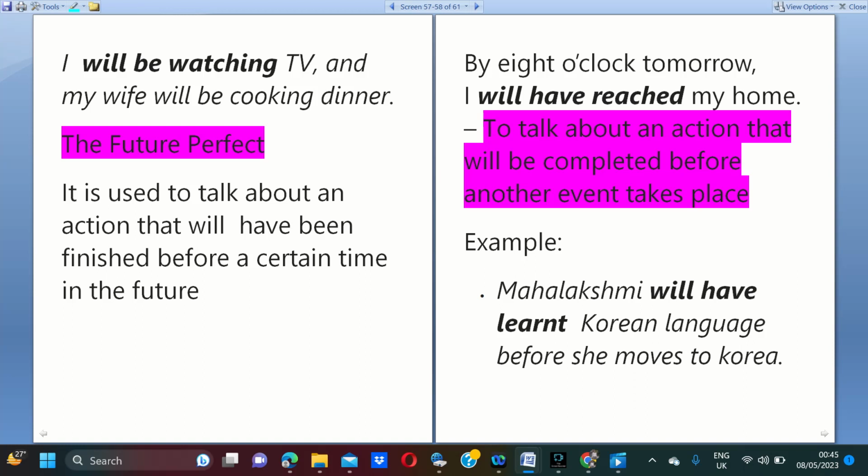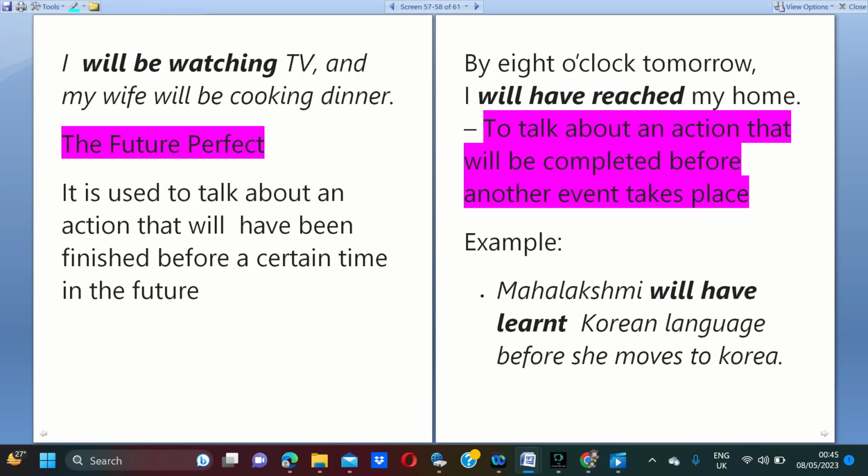I will have reached my home by 8 o'clock. By 8 o'clock tomorrow, I will have reached my home. Maybe I will have reached my home at 7 o'clock also. So to talk about these kinds of situations, we use the future perfect. Yes, to talk about an action that will be completed before another event takes place. As I told you, a few actions will have been finished before another action or another time.